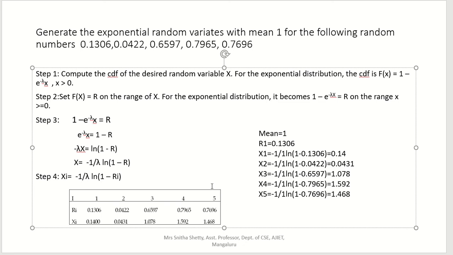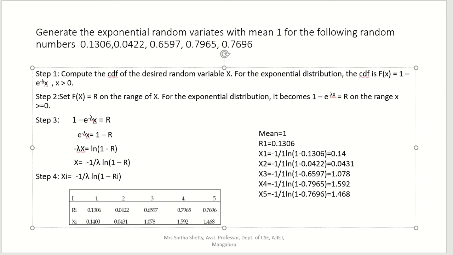If they give 10 random numbers, similarly you can generate 10 random variates. So this is a way of generating random variates if the distribution is exponential. Based on the distribution you write the formula. So here the formula for generating x is only for the exponential distribution. You can generate random variates for other distributions too, but the formula varies. Next we'll see the uniform distribution.